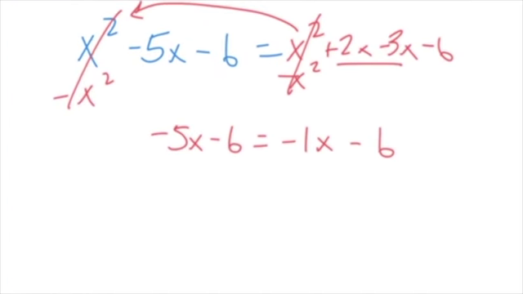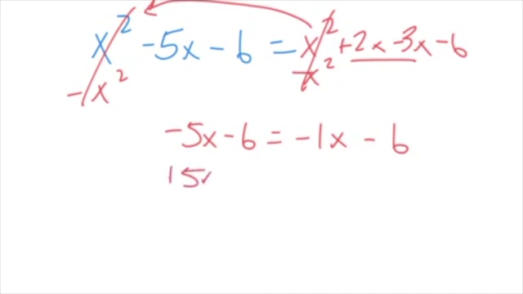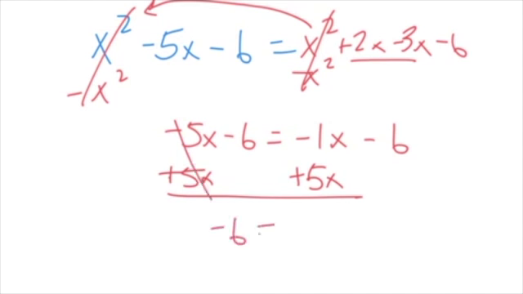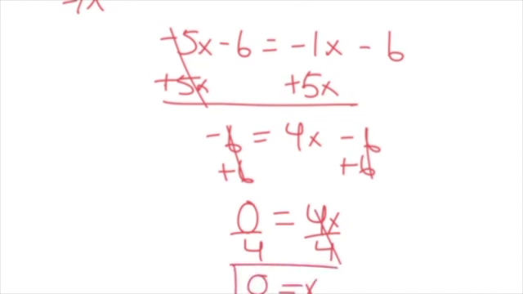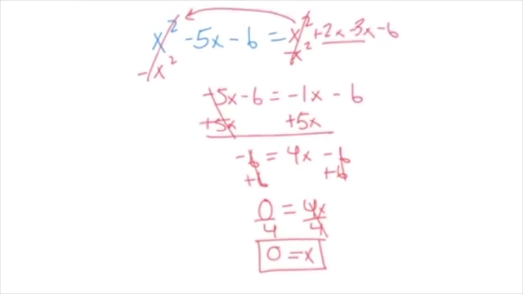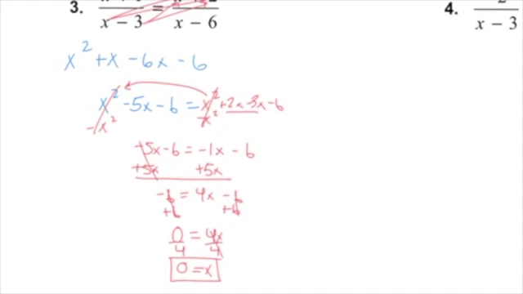Let's see, I'll add the 5x over. So I get negative 6 equals 4x minus 6. Add the 6 over. You'll see that those also cancel, leaving me with 0 equals 4x. So if I divide by 4, x equals 0. And so you can see that that problem's a little bit more work to it because of all the multiplying that you have to do.